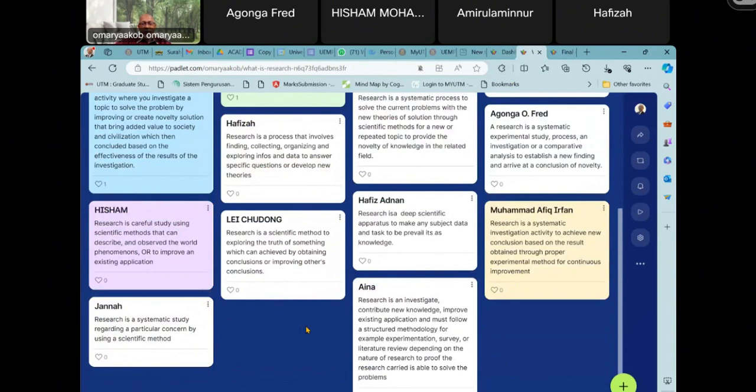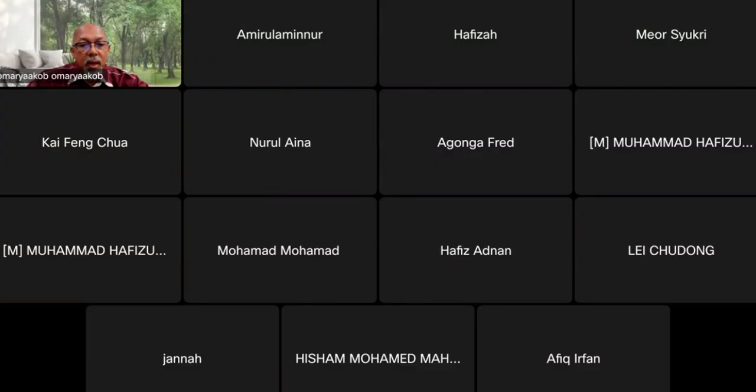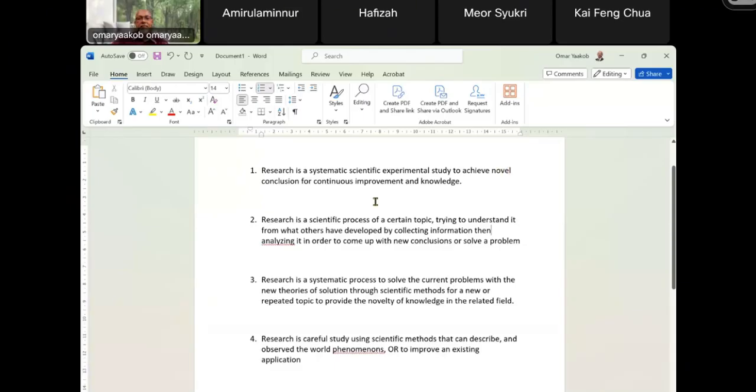Okay. Good. So what I want to do now is to copy. Check, yeah. Okay, I will copy the. Okay, I'll share again. So these are the 4 that you chose to be the top definitions.